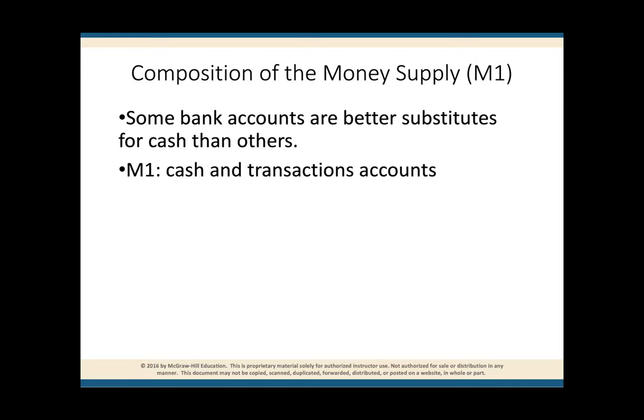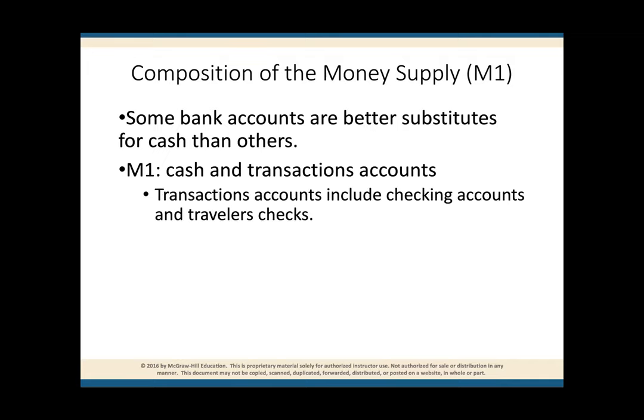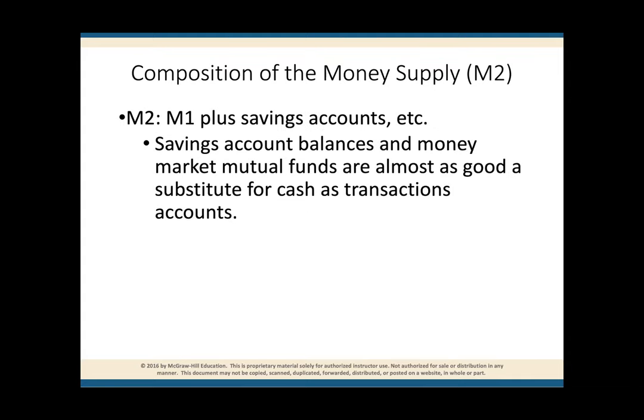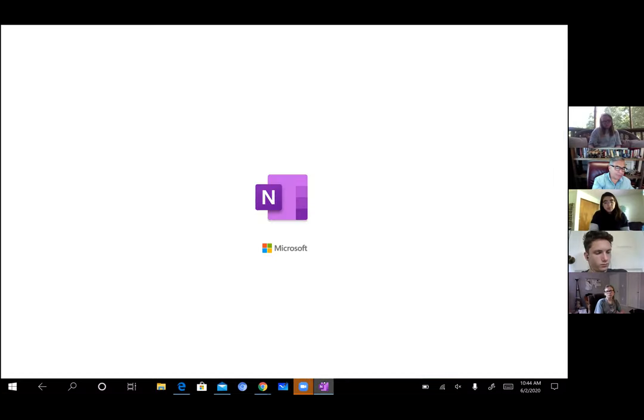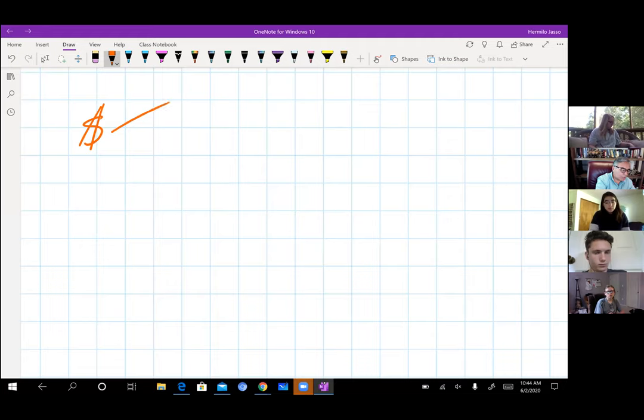Okay, in the United States, we classify money in two categories, right? We classify money as M1 or M2. So let me explain the difference between one and the other. And again, very, very easy to understand. In the United States, money is classified in two different categories, either as M1 or M2.